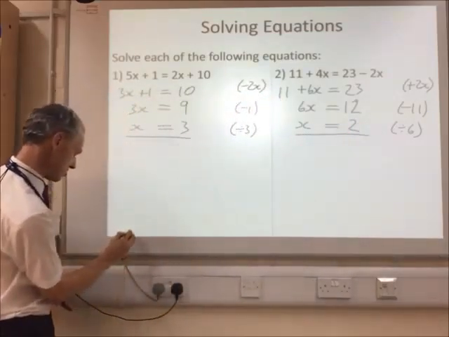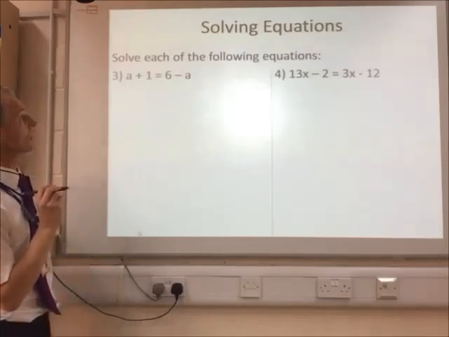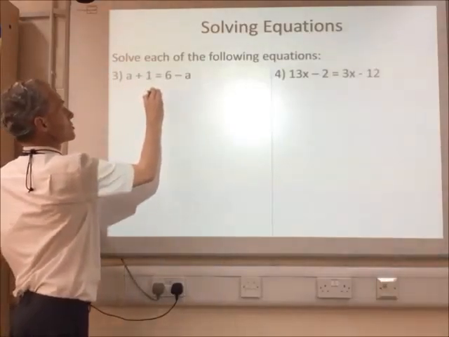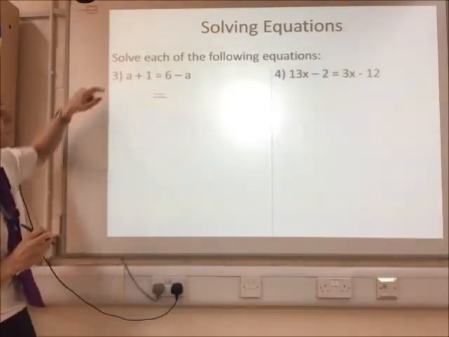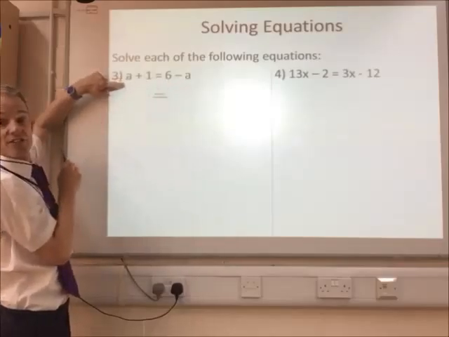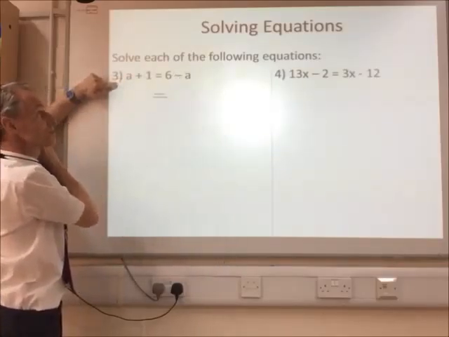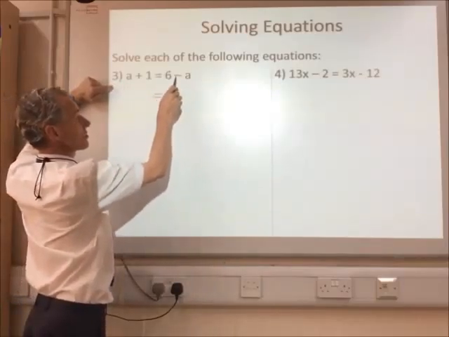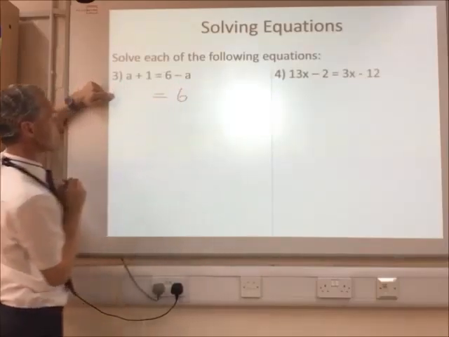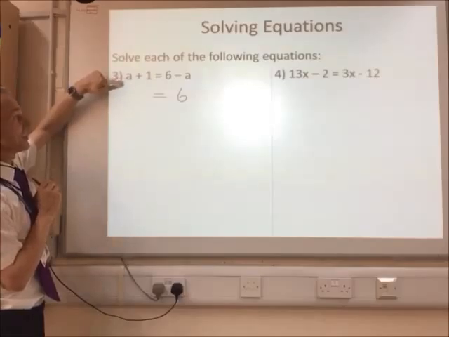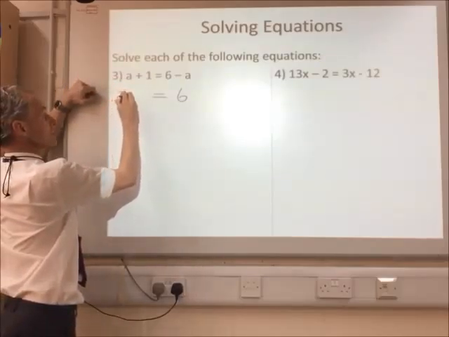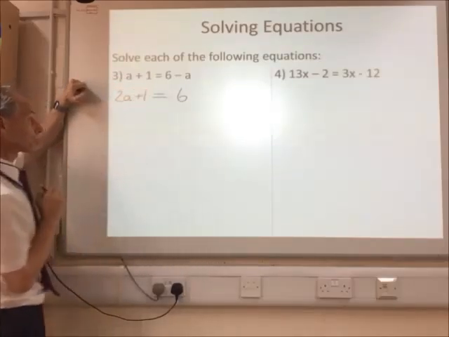Okay, let's look at some more examples. Go through these a little bit quicker. So I'll put my equal sign in there. Right, what I'm going to do first of all, I'm going to have my a's on the left hand side. So I need to get rid of that. I'm going to add a to both sides. If I add a to the right hand side, I'll just be left with a 6. Got to add a to the left hand side, which gives me 2a plus 1.